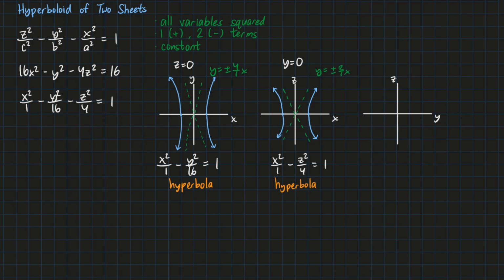If we plug in a 0 for x, we have negative y squared over 16 minus z squared over 4 equals 1. And if you'll notice, there are no numbers for y and z that can make this part of the equation equal to 1. Because this part can either be 0 if you plug in 0 for y and z, or it will be some negative number. So that means there will be no points along the yz plane.